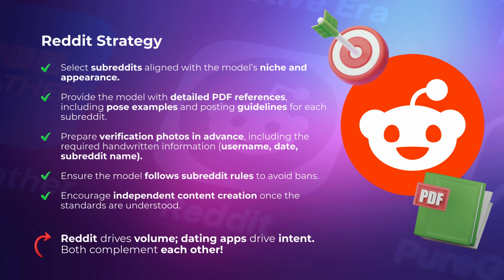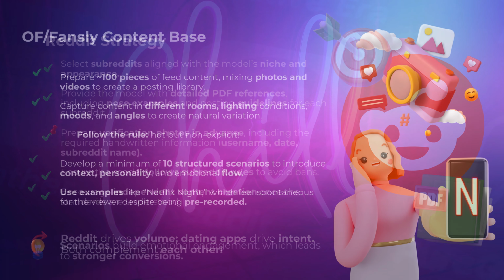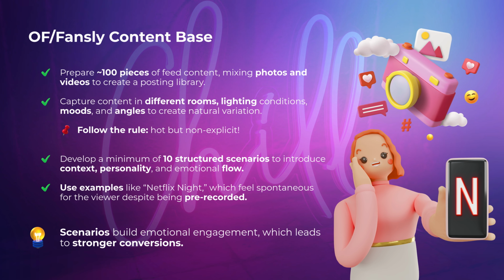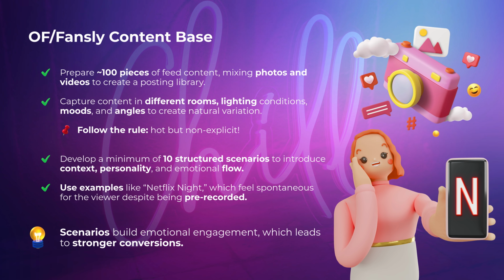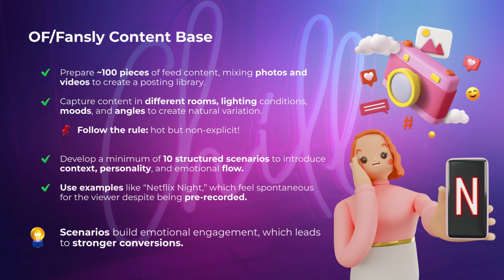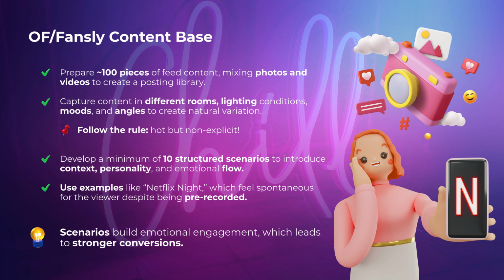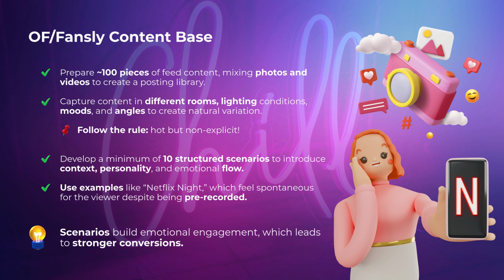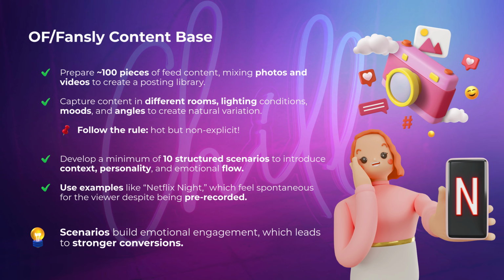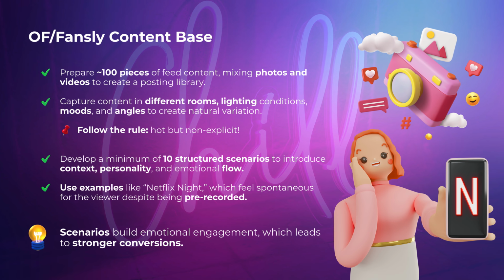Now we will look at the content that is used specifically on Onlyfans and Fansly. You will need 100 feed media items, content that shows different moods and different settings. For example, media in the kitchen, in the bedroom, in the living room, in the bathroom, and so on, with different vibes and meanings. This adds richness to posts and to the feed, so it is very important to do this. Of course, you can mix photos and videos.